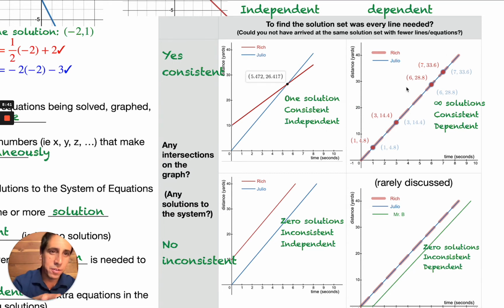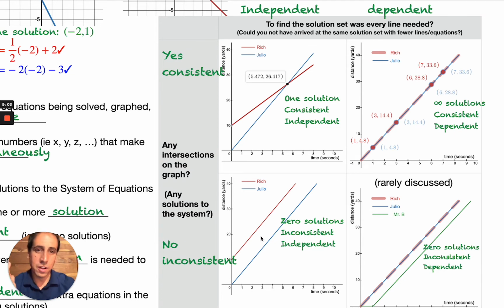Just to describe the graph over here, this is basically Rich and Julio starting at the same place and running at the same pace. Here, you can see they're running at the same pace, but Rich gets a 10-yard head start, and so therefore, if they're running at the same pace, they're never going to be at the same place at the same time.